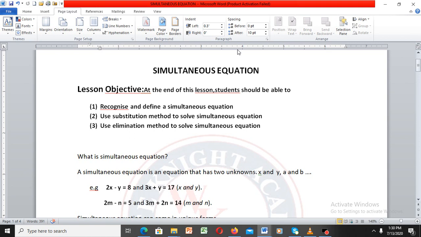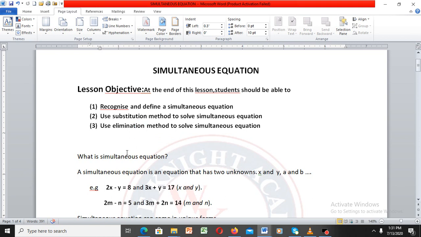Today we're going to be considering a new topic entirely, a very simple one for that matter, simultaneous equation. At the end of today's lesson, you'll be expected to be able to define and even recognize, identify a simultaneous equation. You will also be able to use substitution method and elimination method to solve a simultaneous equation.